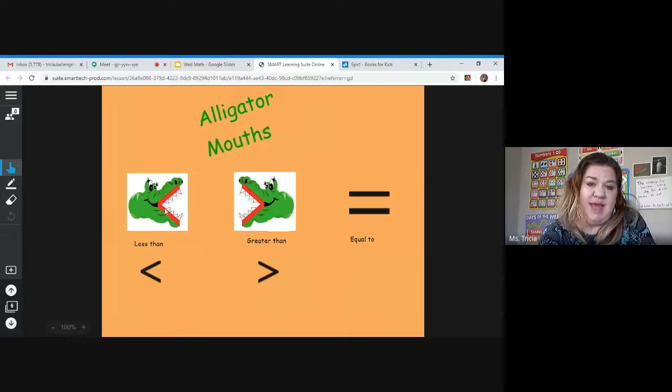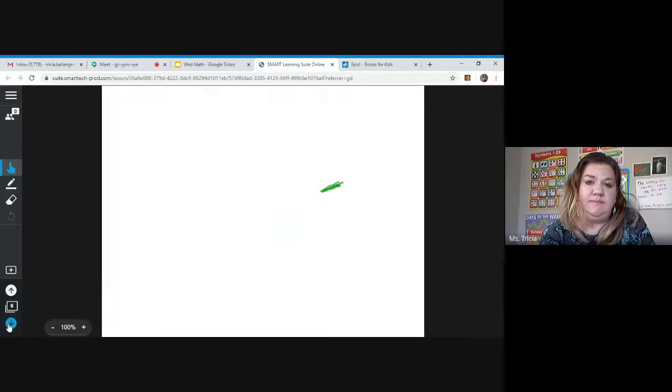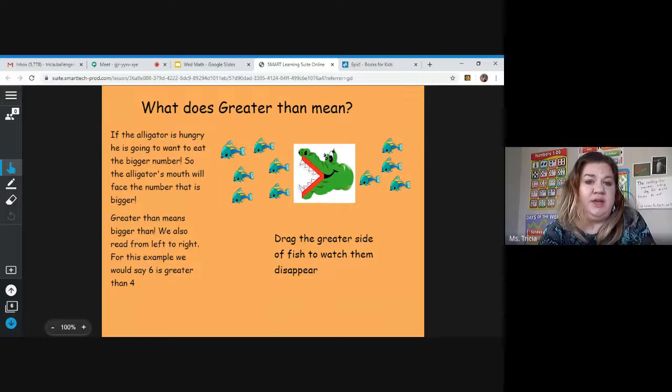So we have less than, which means the point is pointing to the less than number, and the mouth is pointing to the greater than number, which means the number on this side is less than. Then we have greater than, and we have equal to, just like in the song we just sang. If the alligator is hungry, he's going to eat the bigger number. So the alligator's mouth will face the number that is bigger. Greater than means bigger than. We also read from left to right. For example, we would say 6 is greater than 4.